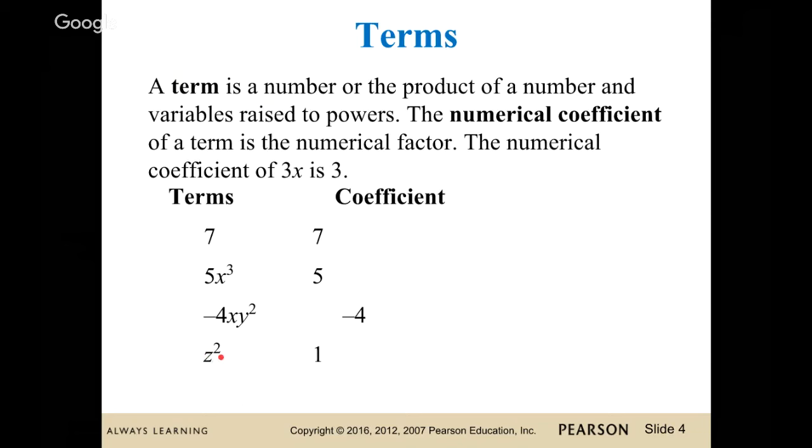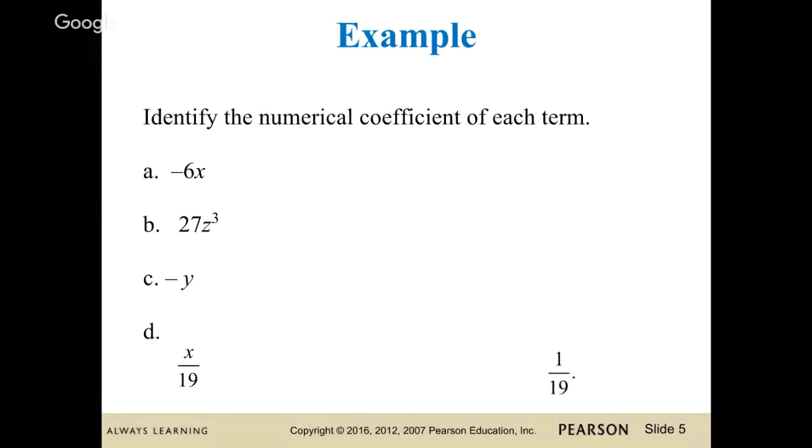That's going to be your coefficient for that as well. Okay, z squared, there's an understood 1 in front of that, right? Because 1 times any number is that number. So the coefficient, if it's just a variable, is always going to be just a plain old 1. Okay, so the coefficient for each of these terms.